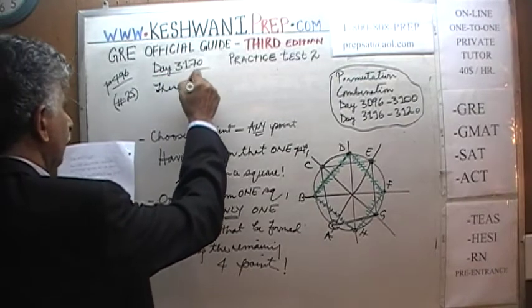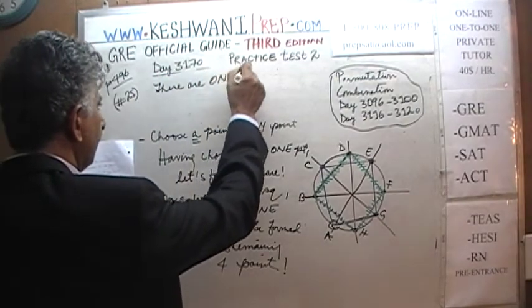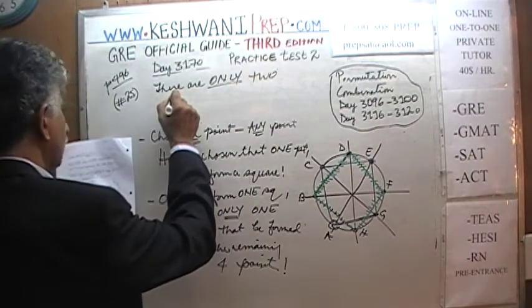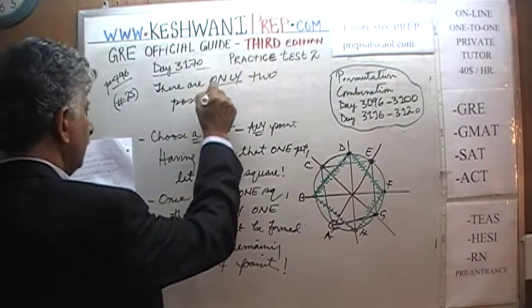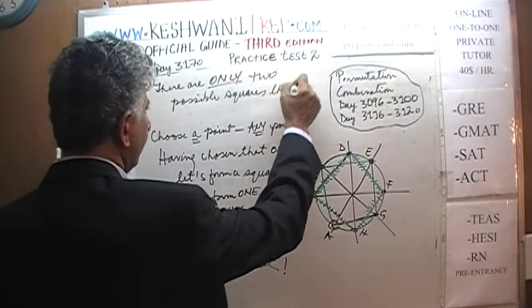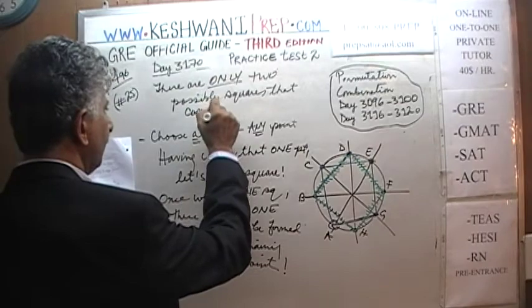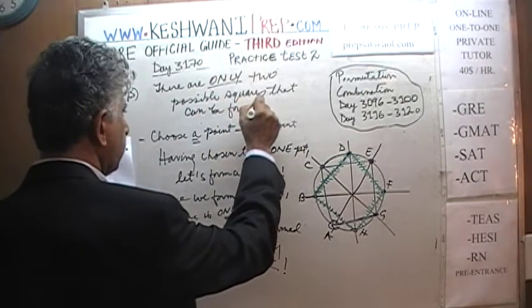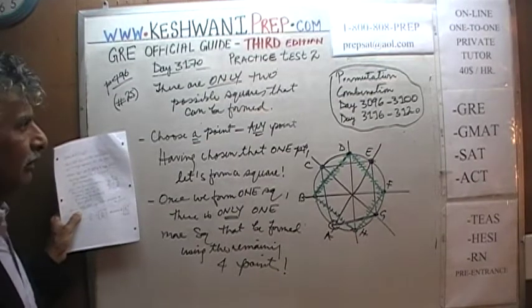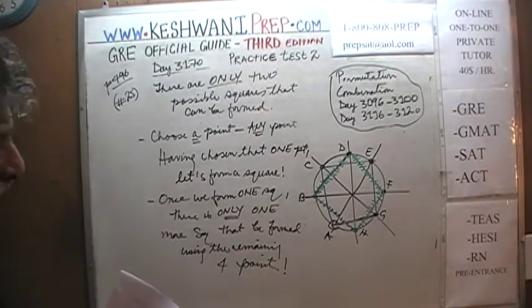There are only two possible squares that can be formed using these 8 points. I'm not going to write everything. That's it, we're done. So let's look at the answers.